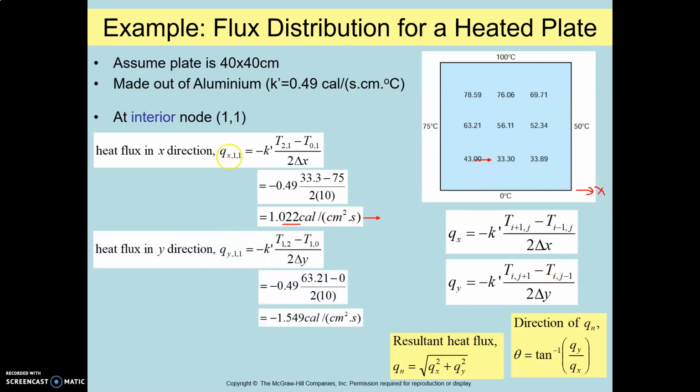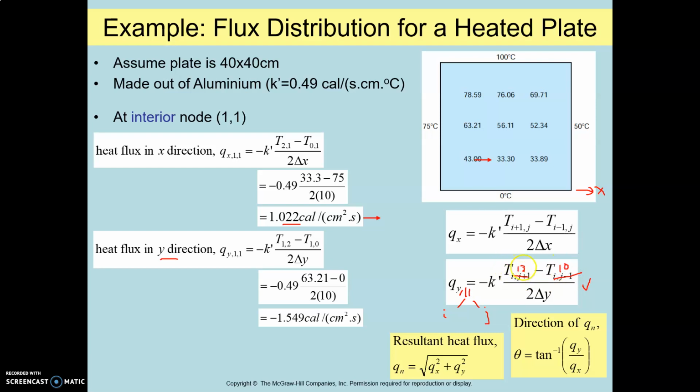Next, we are going to find the heat flux in y direction. Then we are going to use the second equation here. So at this point is 1, 1. So we put it 1, 1. As you should know, your I is 1, your J is 1 as well. So when we substitute this formula, you obtain T1,2. And here you obtain T1,0.